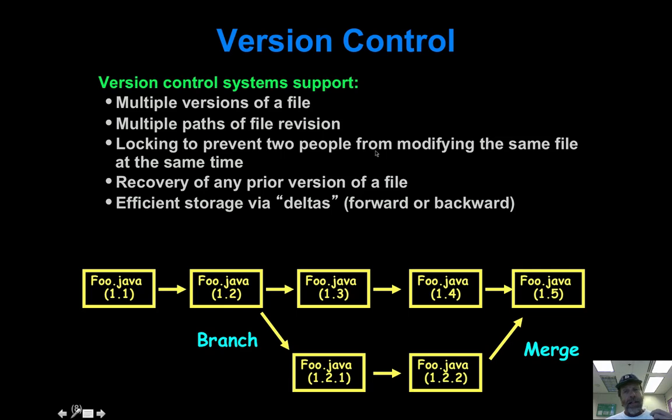We also want some kind of locking, generally to prevent two people from modifying this file at the same time. That's going to avoid clobbering. And we want to be able to get back to any version of a file.